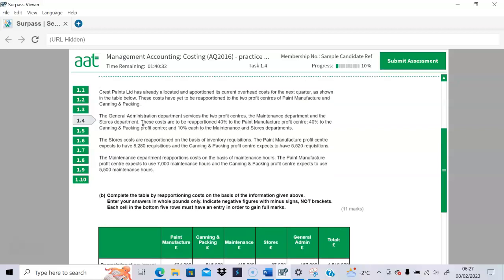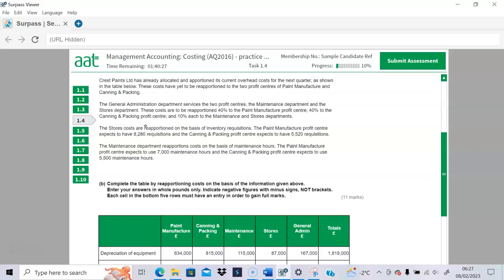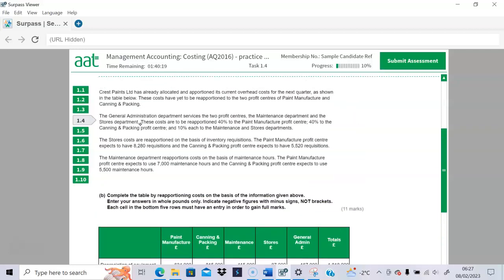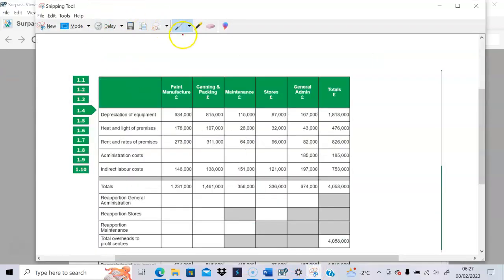Then it's sort of saying, listen, your general admin services two profit centers. So that's what they're telling you. So we have a total cost of 674, if you like. It tells us that it services two profit centers, the maintenance and the stores. So it's telling you that these costs are to be reapportioned 40% to paint manufacture and 40% to canning and 10% to maintenance and 10% to stores. So let's do that. 40, 40, 10, 10. I've done this over here.